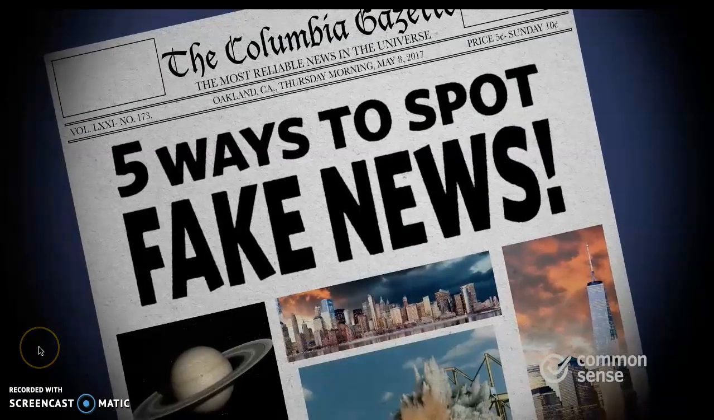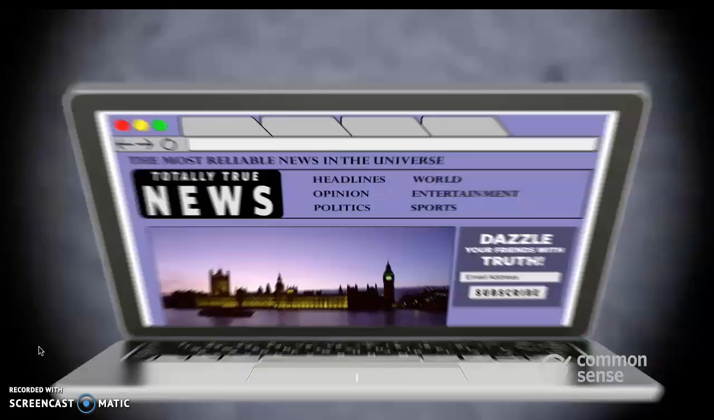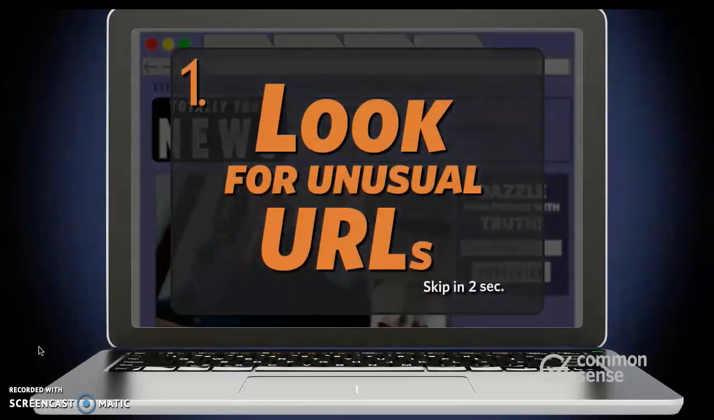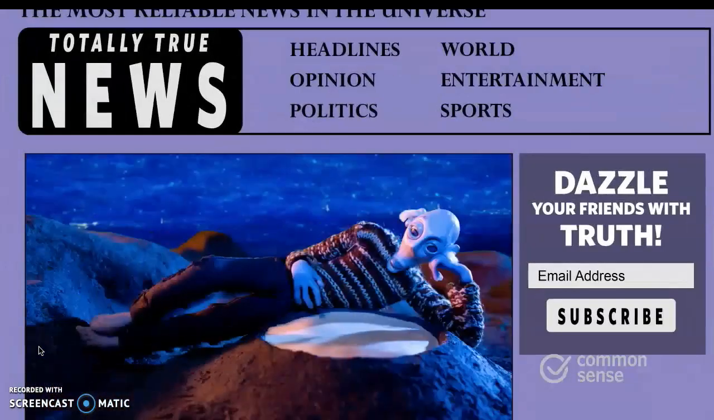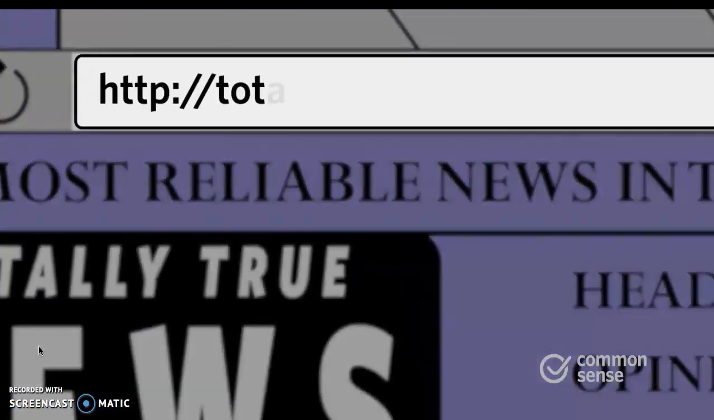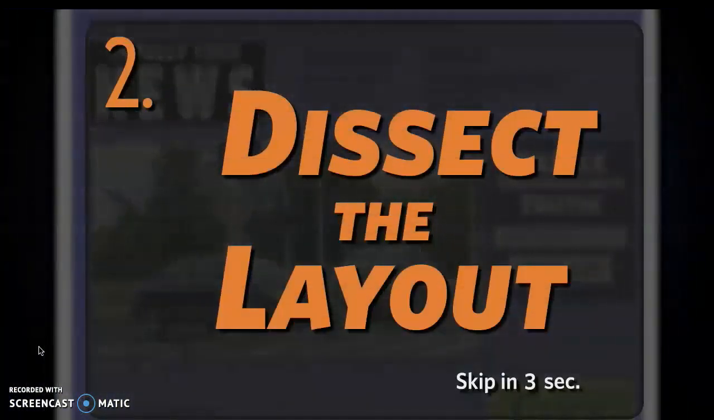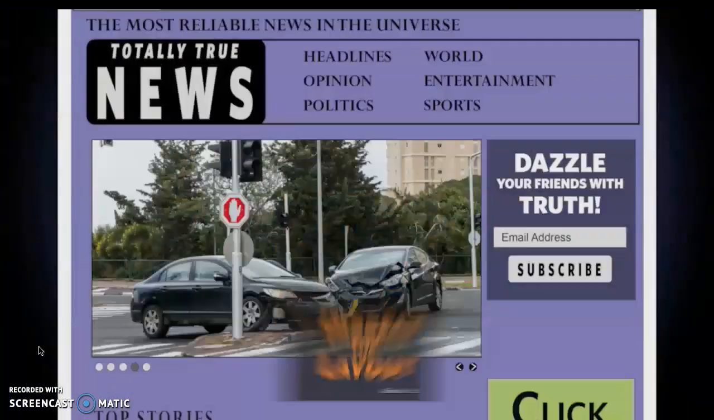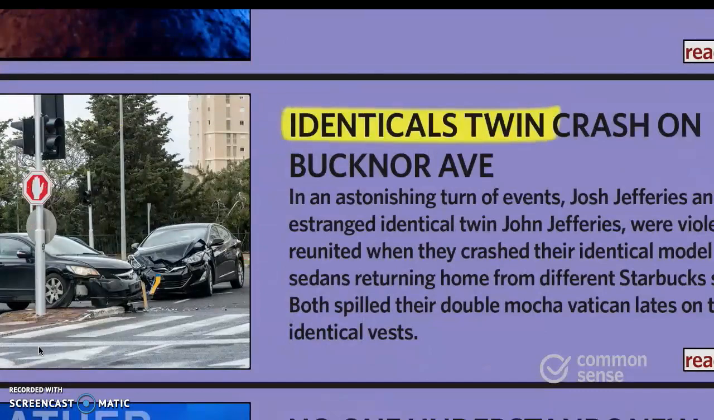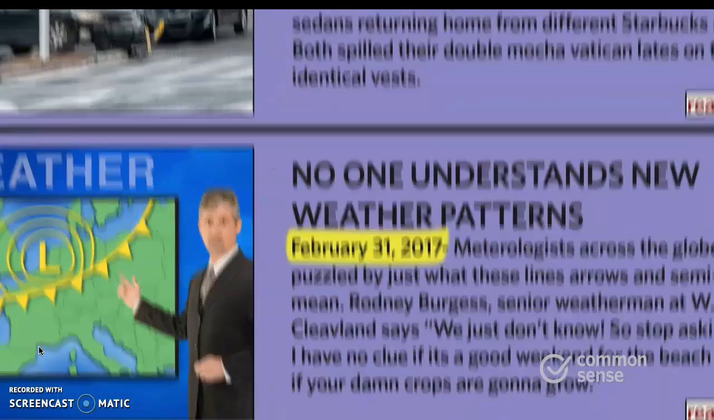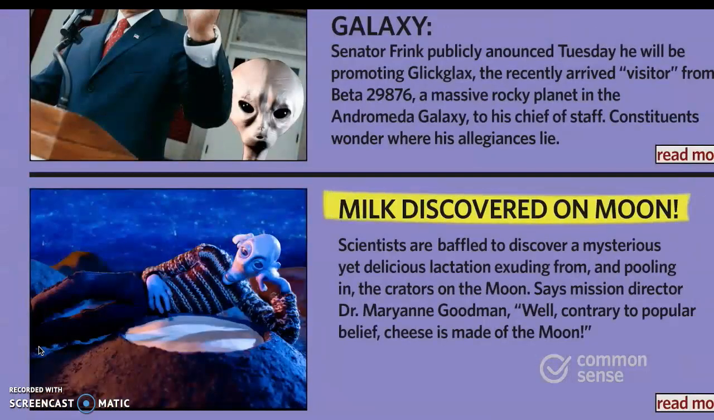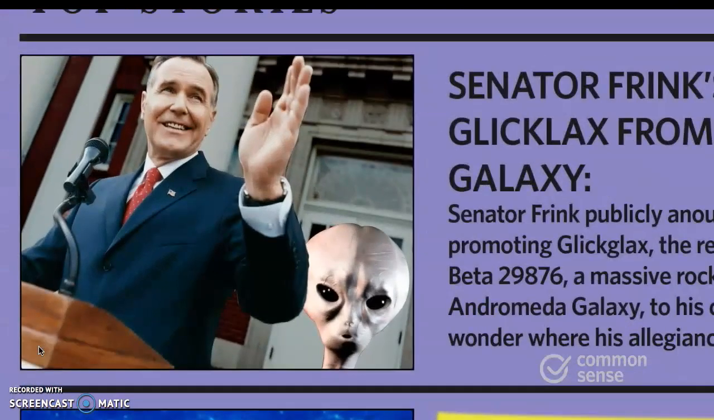Here are 5 ways to spot fake news. Number 1, look for unusual URLs. If they end with .lo or .com.co, chances are they aren't legitimate news sites. Number 2, dissect the layout. Look for grammatical errors, incorrect dates, bold claims with no sources, and sensationalist images. These are all red flags.